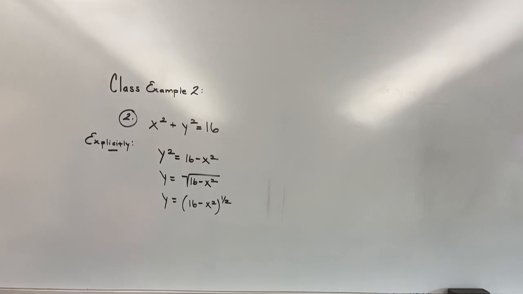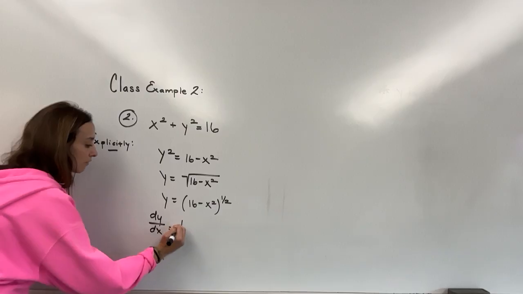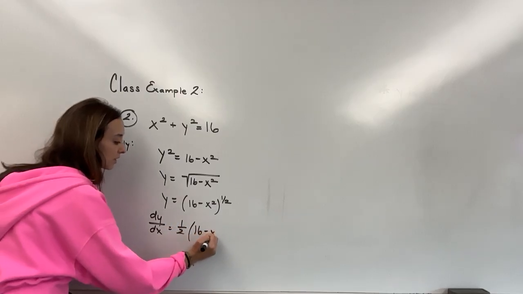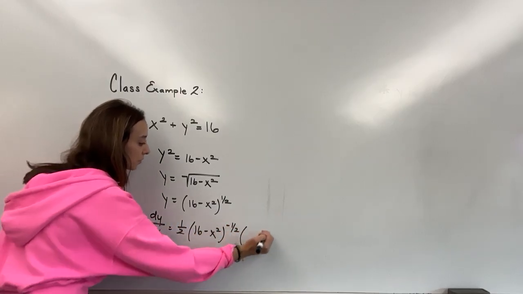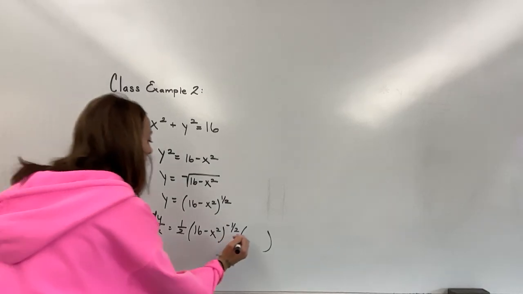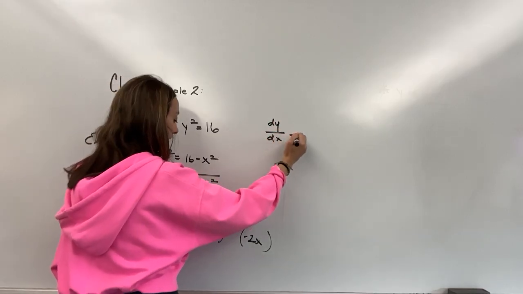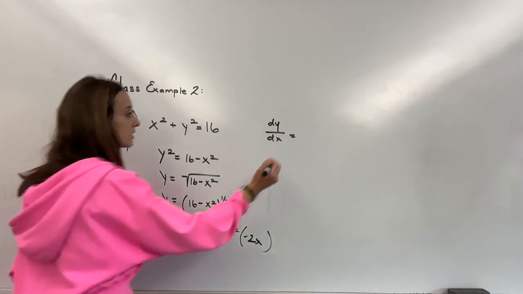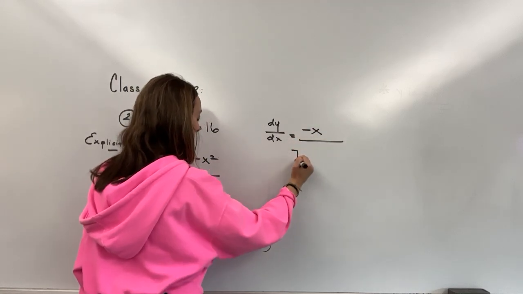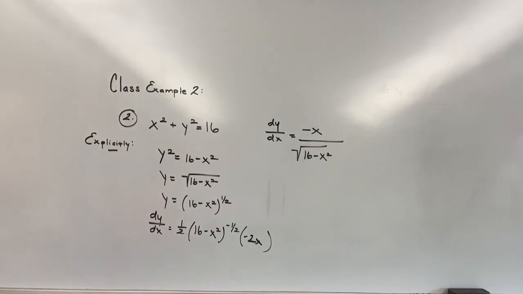So when I go to find the derivative, I'm going to have dy dx. Using power rule, I have 1/2 times the quantity 16 minus x squared to the negative 1/2. I have to apply chain rule. The derivative of my inside function is not 1, so I'm going to multiply, link by link chain rule, times negative 2x. And then I'm going to simplify. I have dy dx is equal to negative 2x times 1/2 is negative x, all over the square root of 16 minus x squared.